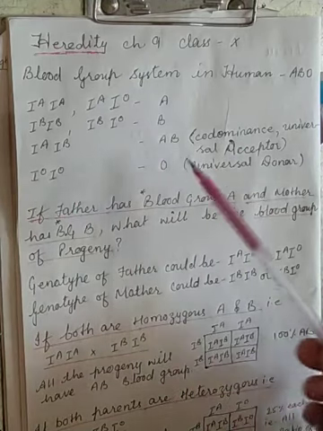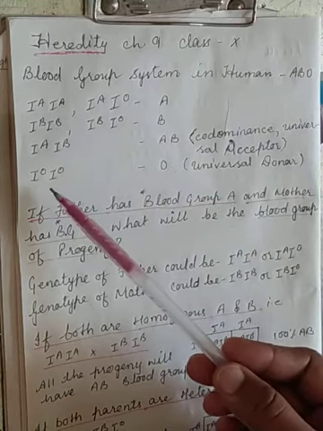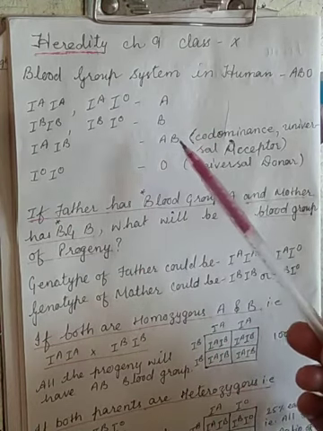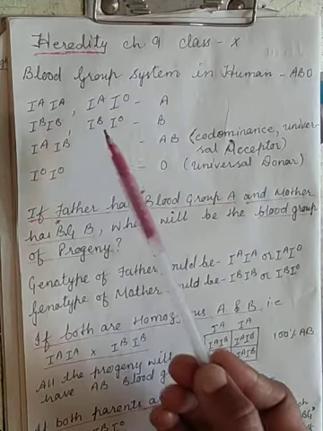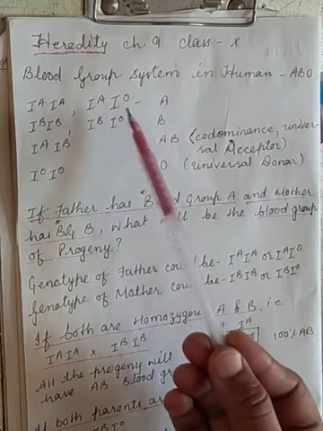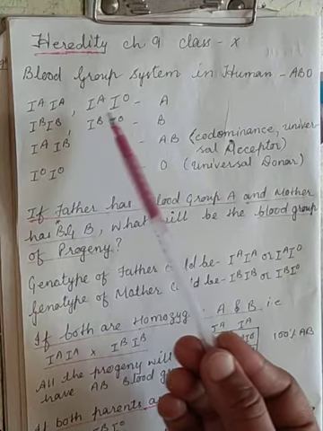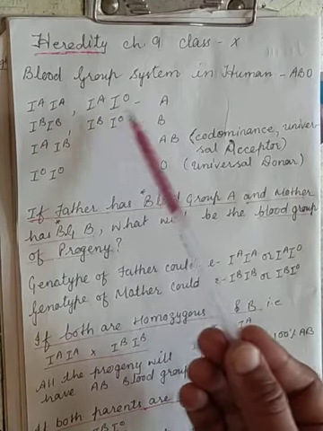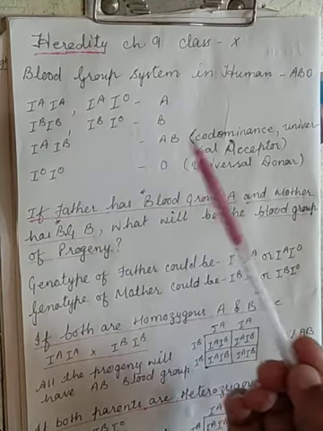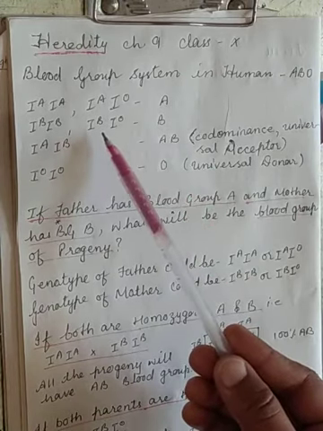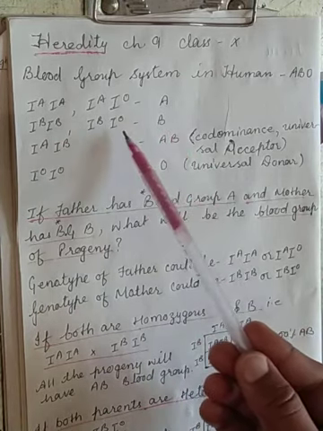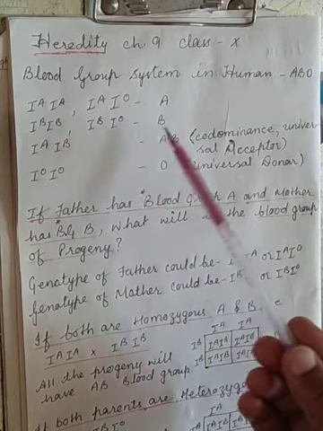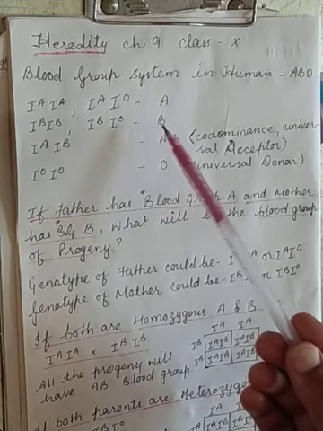Now the next blood group is O. The genotype of blood group O will be IO IO. This is recessive to A and B. In the presence of A or B, it cannot express itself; it remains recessive and hidden. As you can see in blood group A, in the heterozygous condition only A is expressed and O remains suppressed. In B also, the allele B remains dominant over the allele O, so only B is expressed and O remains hidden.